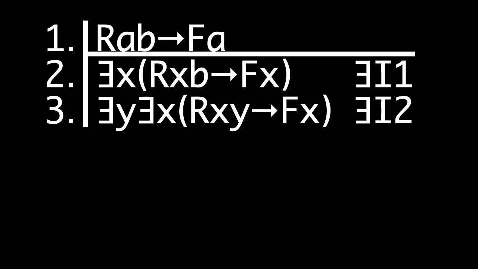So here, I've started with RAB arrow FA. I applied existential introduction to replace the a with a variable to get exists x, rxb, arrow fx. And then if I want to replace the b with a variable, I do it again. I apply existential introduction to line 2 to get exists y, exists x, rxy, arrow fx. And again, whether I'd want to do that depends on what kind of thing I'm trying to show in the particular proof I'm working on.